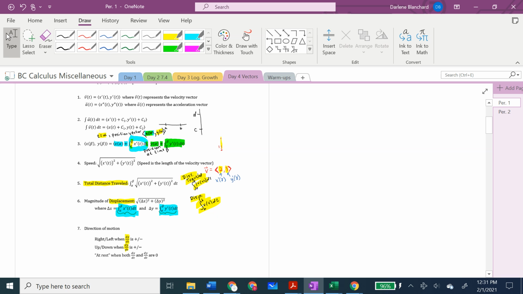Annotated version. Is this the annotated version? I can do that. Yeah, I'll do that for you.